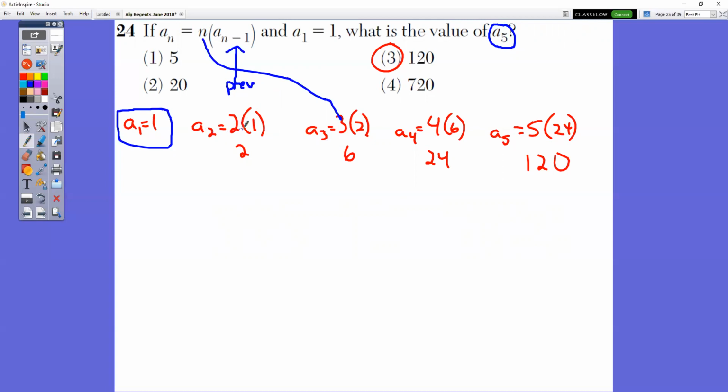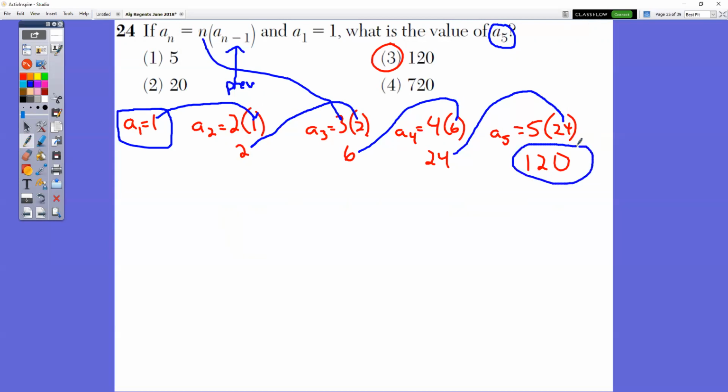So when we go to find the A sub 2, you're taking 2 times your previous answer, which is 1. 2 times 1 is 2. A sub 3 is our N. We're taking our previous term of the 2 and subbing it in. 3 times 2 is 6. Taking this 6, subbing it into there. A sub 4 is 4 here for the N. 4 times 6 is 24. Taking that 24 and subbing it in, 5 times 24, you end up with 120.